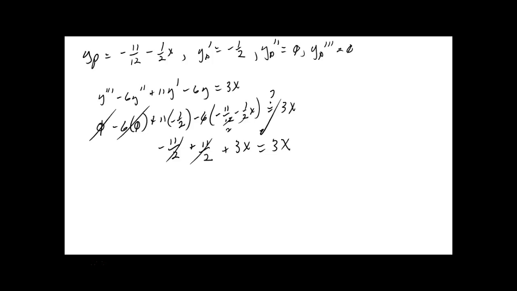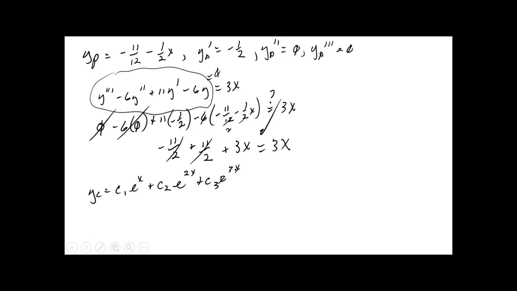We did it in example 9. This part here equals 0. That was exactly example 9. And those solutions, the complementary solution was C1, remember it, e to the x, plus C2, e to the 2x, plus C3, e to the 3x. Just happened to be, that's the one we did before.